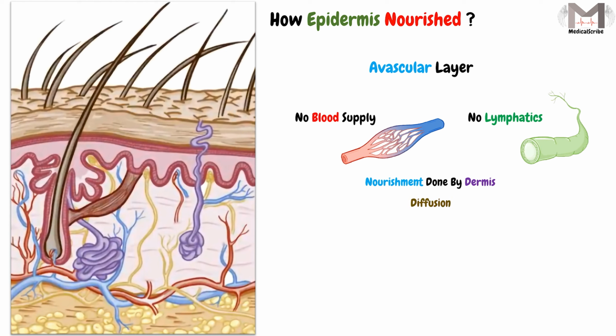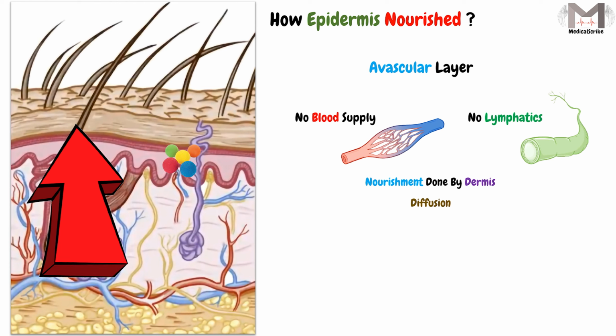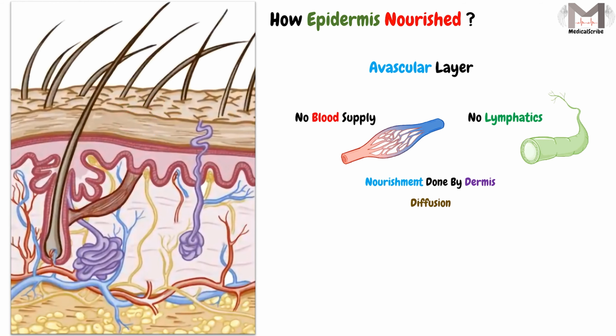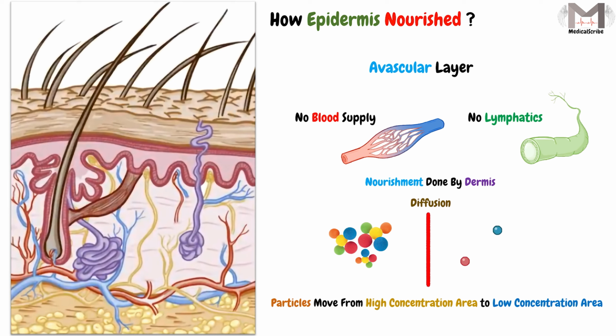So the nourishment process will occur like this. The substances that are needed by the epidermis will be delivered to the upper layer of the dermis by the blood vessels. At the same time, the epidermis cells need these substances, or in another way, we can say they have a low concentration of these substances. This leads to the nutrients and particles moving from the dermis, which is the high concentration area of these substances, to the epidermis, which is the low concentration area. So that's the meaning of nourishment by diffusion, in which the nutrients or the particles move from the high concentration area to the low concentration one.